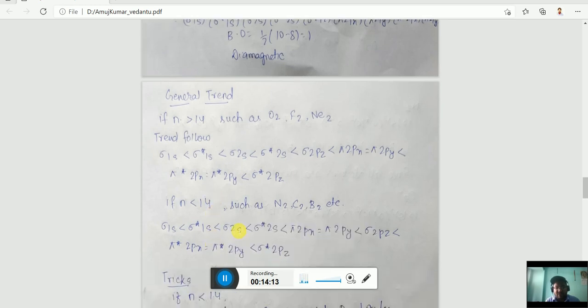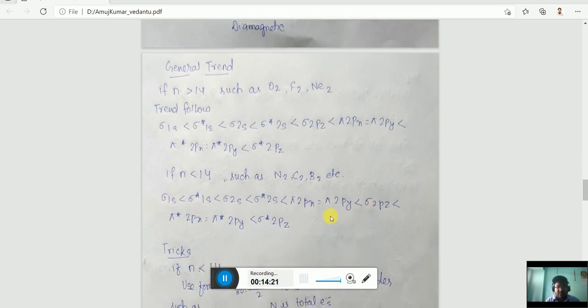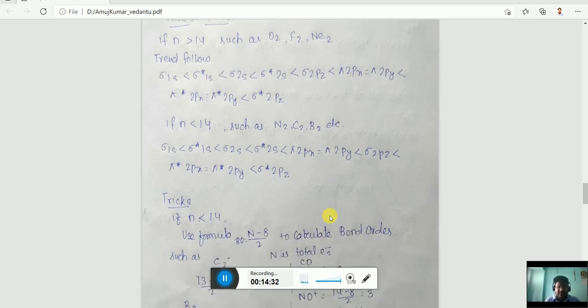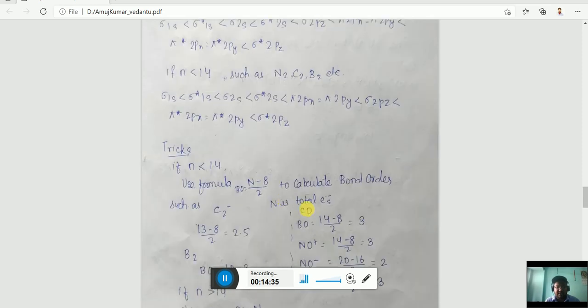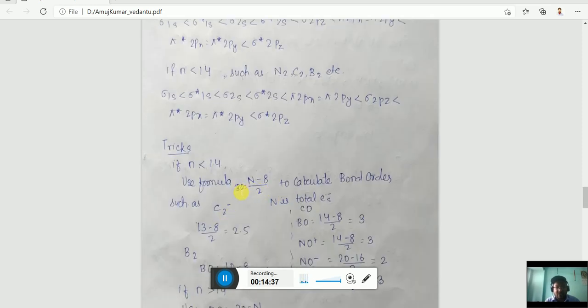And if n is less than 14, such as in case of N2, C2, B2, this other trend will be followed. One shortcut trick that I particularly mention in this video, if you have very little time: if anyone says calculate the bond order of C2 minus, then you simply use the formula for bond order, (n minus 8) by 2, where n is the total number of electrons. In carbon, total number of electrons is 6 into 2 plus 1, so total 13 electrons. 13 minus 8 by 2 equals 2.5.